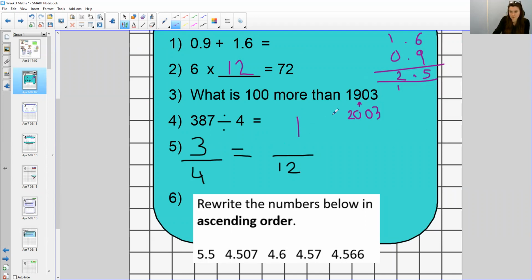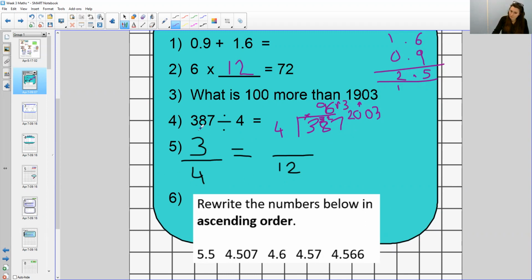Okay, bus stop. So I'm going to do my layout with a 4 there, 387. 4 into 3 does not go, so I've regrouped the 3 over. 4 into 38. So I know that 4 times 9 is 36. So that's as close as I'm going to get. And I regroup my leftover 2. And then 4 into 27. 4, 8, 12, 16, 20, 24. Is as close as I'm going to get with remainder 3.